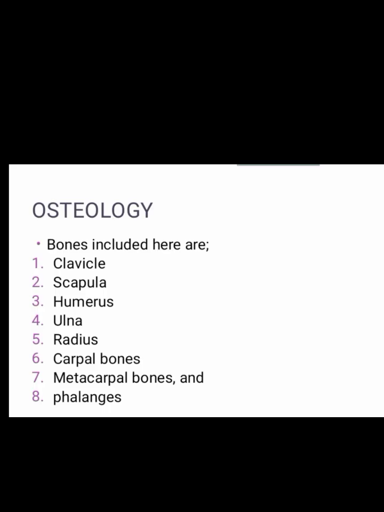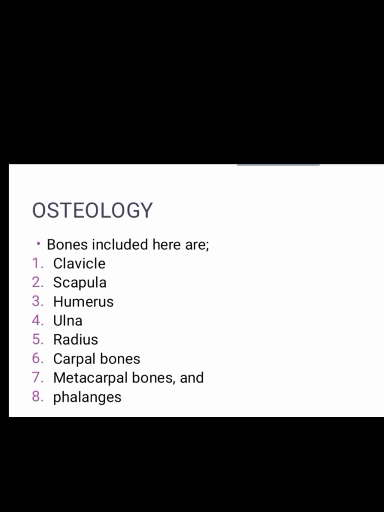Let's move towards the first topic, that is the osteology of the upper limb. As I have mentioned in my previous lectures, osteology is the study of bones. In the upper limb, there are 8 types of bones: clavicle, scapula, humerus, ulna, radius, carpal bones, which are the wrist bones, metacarpal bones, and phalanges. These 8 types of bones are present in the upper limb.